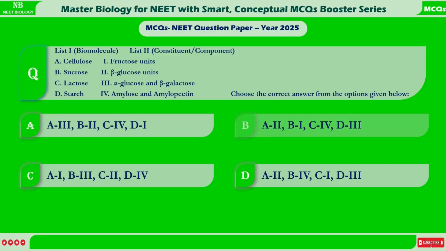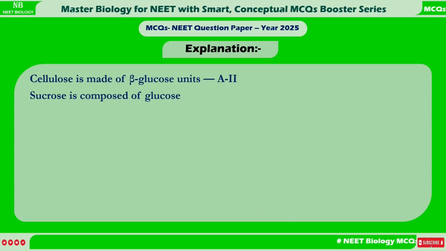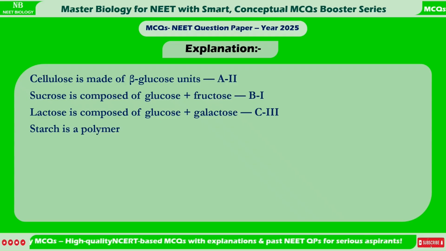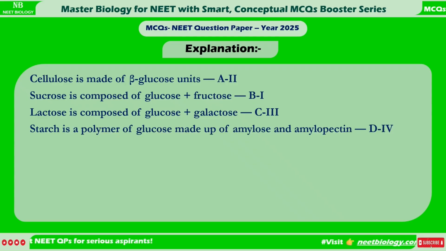Correct answer is B. A2, B1, C3, D4. Explanation. Cellulose is made of beta-glucose units, A2. Sucrose is composed of glucose plus fructose, B1. Lactose is composed of glucose plus galactose, C3. Starch is a polymer of glucose made up of amylose and amylopectin, D4.